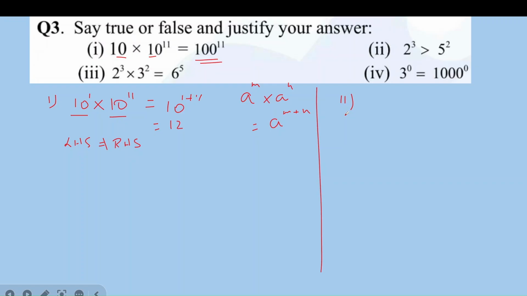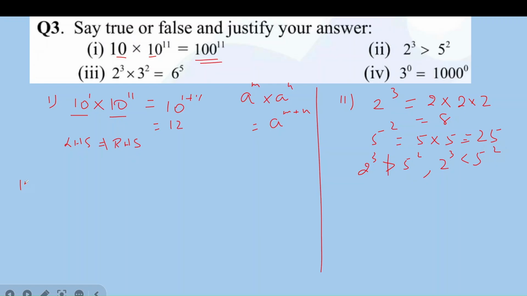I'm writing it over here. So 2 raised to the power 3. How much would that be? You know that, you can just simply calculate it. It is 8, and 5 raised to the power 2 is 5 times 5, 25. Super simple, right? And you know that it is false because 2 raised to the power 3 is not greater than 5 raised to the power 2. It is the other way round. This is smaller than this.